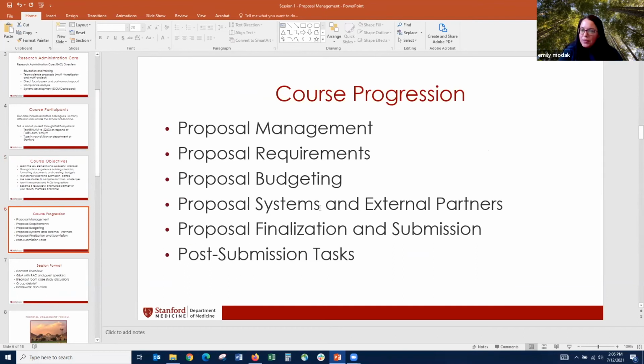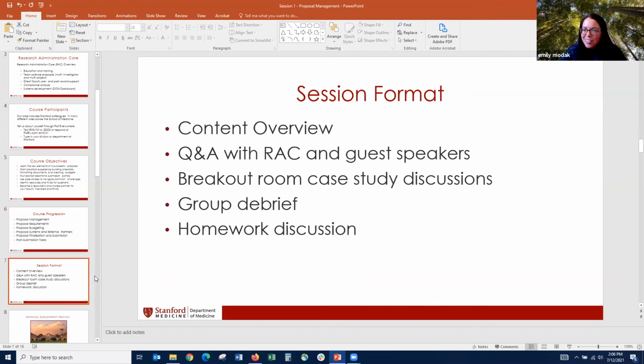So as you probably saw in the outline, the course progression, these are the 6 sessions that we're going to be going through. Today, we're going to be talking about proposal management. On Wednesday, proposal requirements. Next week, we're going to talk about budgeting and systems and external partners. And then in the final week, we'll talk about finalizing the proposal and actually submitting it, and then our post-submission tasks. And then how is each session going to go?